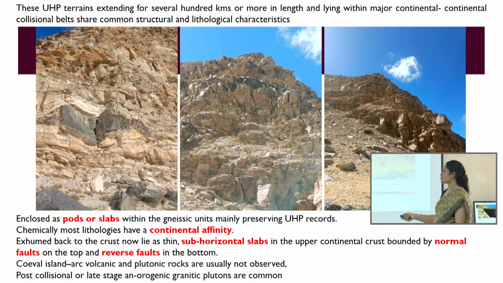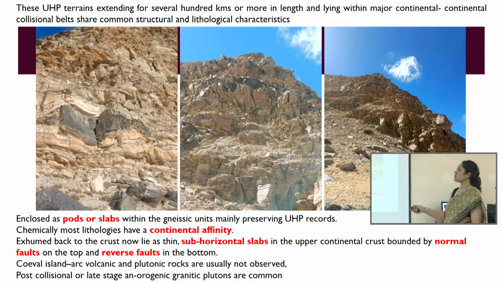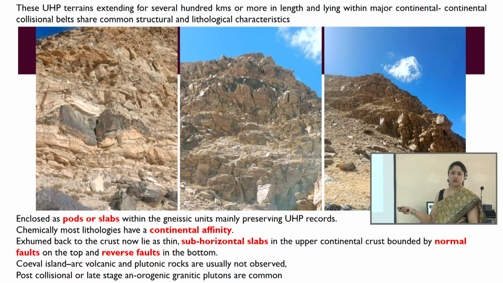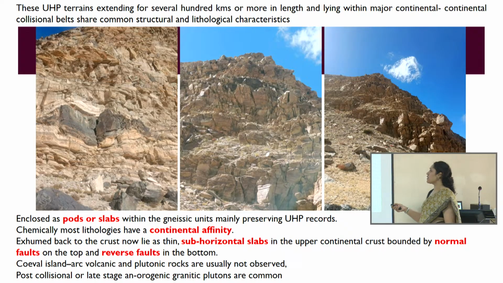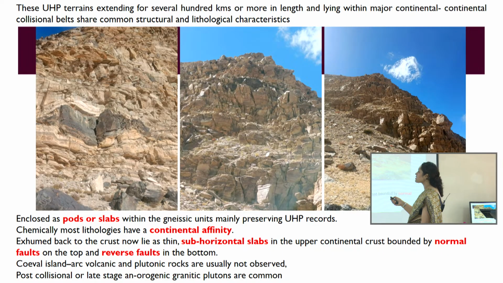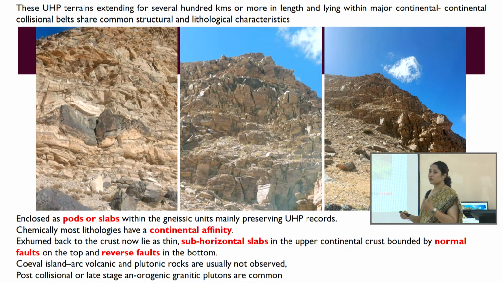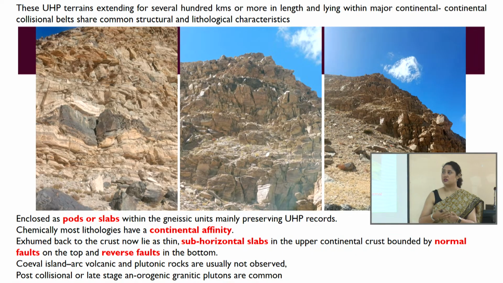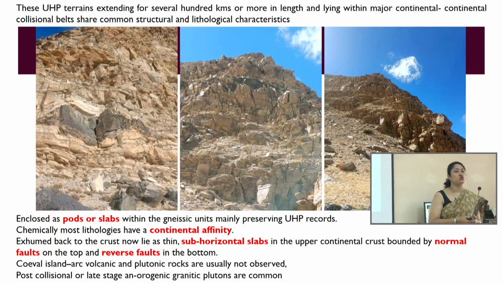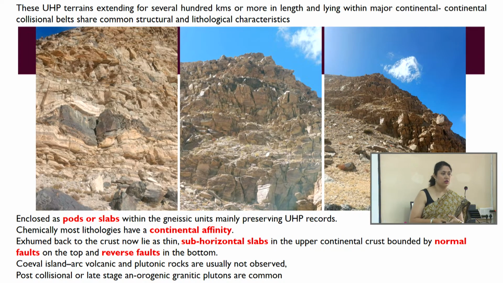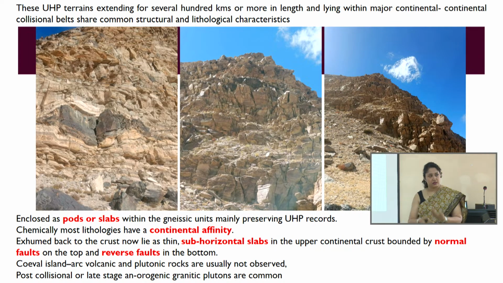So they occur as pods or slabs within typically what we call gneisses, okay, quartzo-feldspathic gneissic units, and these pods preserve the UHP signatures, okay. Of course, most of these, because we are in the continent-continent collisional belts, have continental affinity. So the geochemistry also shows that we are in a continental setting.